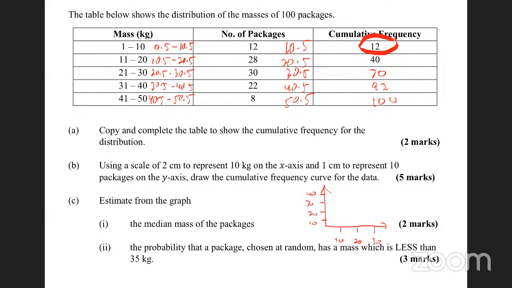So the first point you're going to plot 10.5 somewhere here, 12 somewhere here, right? So it might look like that. Next 20.5, 40, 20.5 right next to it, 40 somewhere here. Right? And you'll go up and you'll get a shape like that.